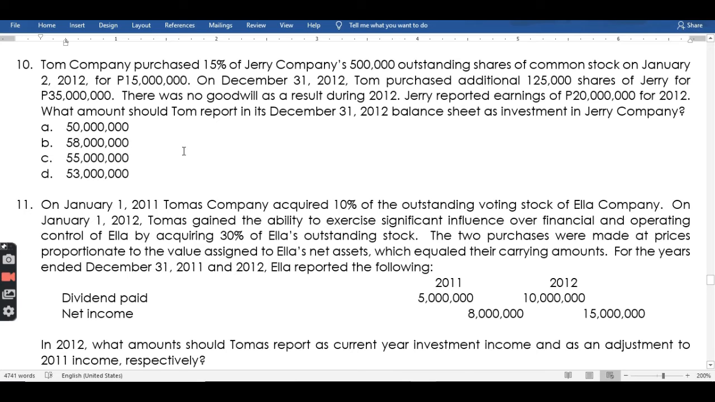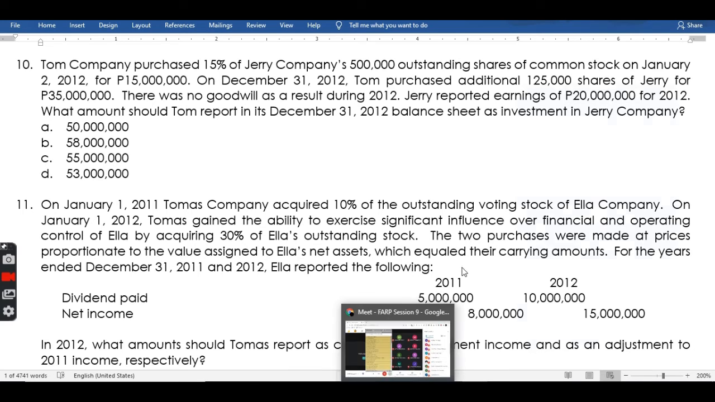Okay, so basically, nag-start tayo sa 15% for 15 million. Tapos bumili ka ng 125 for 35 million. Tapos nag-report ng earnings ng 2012. Okay, so basically, ito ngayon ang concern natin dyan. Nung December 31, saka ka lang bumili ng additional na 35. So ibig sabihin, kung nagkaroon ng earnings na 20 million, meron ka bang right to receive any portion of the 20 million kung December 31 ka bumili? Ang sagot ay wala. So therefore, kung magko-compute tayo dyan at magko-compute tayo kung magkano yung ating investment in associate.